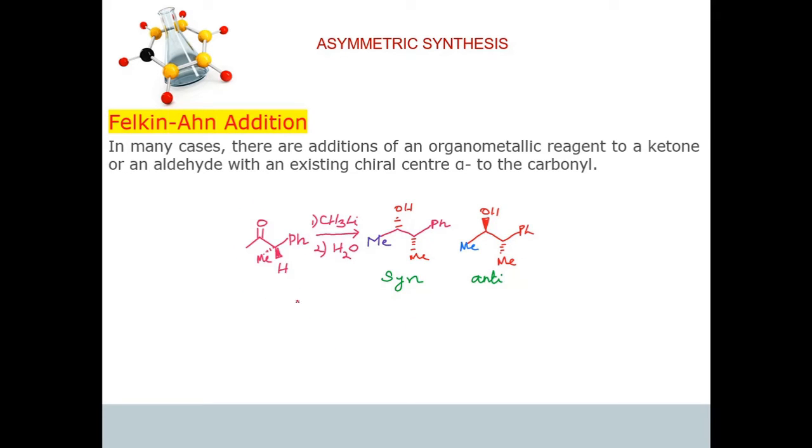If you look into this molecule, we already have a chiral center. So there is an existing chiral center, and we are trying to attack this carbonyl carbon with a nucleophile, and in this case the nucleophile is methyl, and we end up with two products. One will be a syn product, the other one will be an anti product.